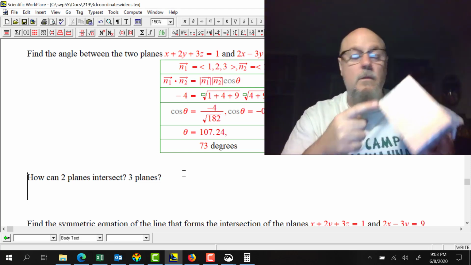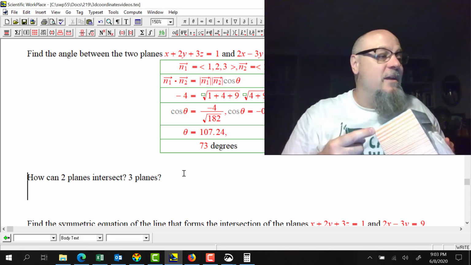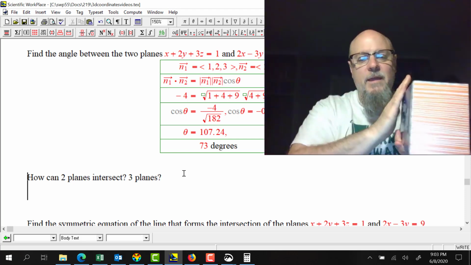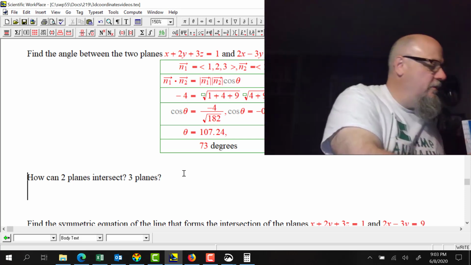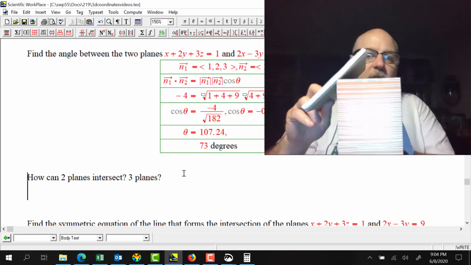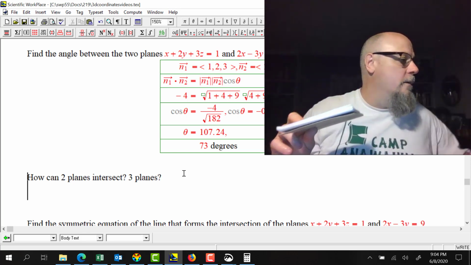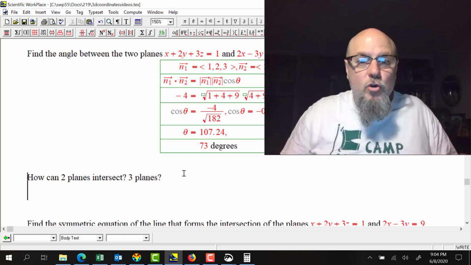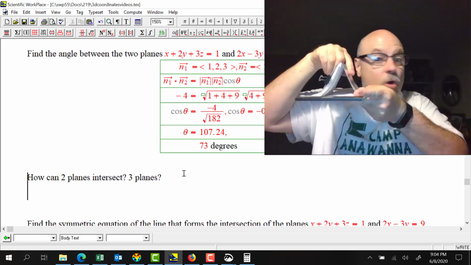That's one option. They could also intersect all on a line, if I had one plane, two planes, three planes, they all intersect on a line. That's a possibility. Or they could make a tube, one plane, two plane, three plane. They could make like a triangular tube so they don't intersect.